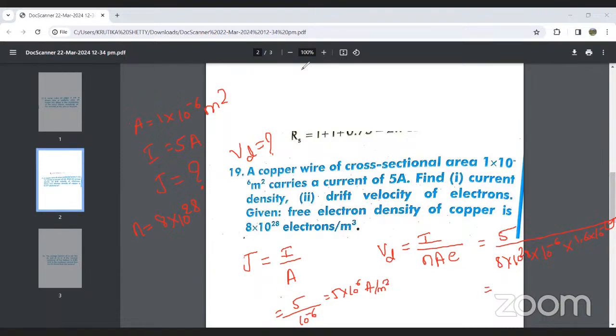Yes, Suraya, which one are you telling? Drift velocity, or this one, current density? Current density is 5 into 10 raised to 6. After the 5 you will get 6 zeros. Check with the drift velocity. Is there any doubt in the question?